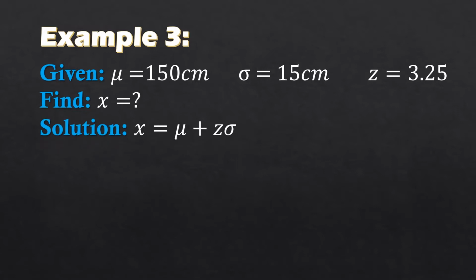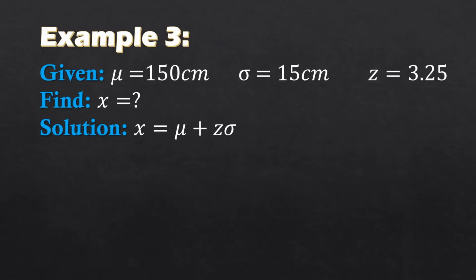So for the solution, we have here the formula x equals mu plus z times standard deviation. This formula was already presented earlier in our illustration. The x, or the score, will be obtained by adding your mean to the multiple, or the z-score, of your standard deviation. We already showed that in our first example earlier.